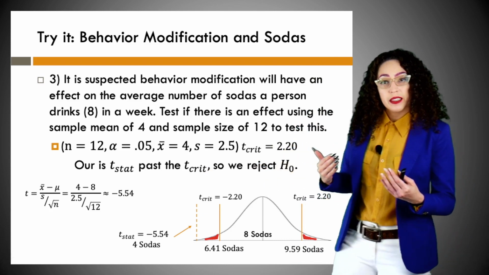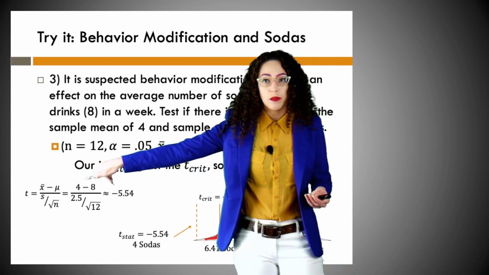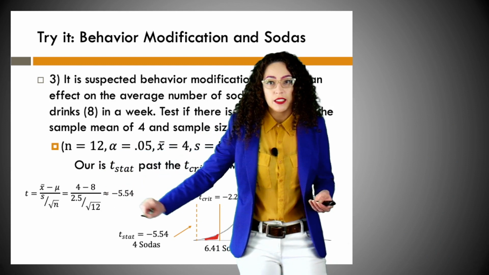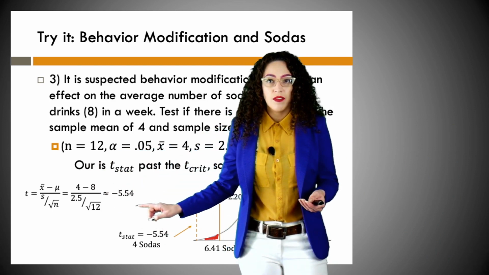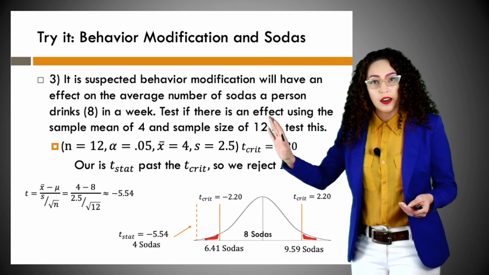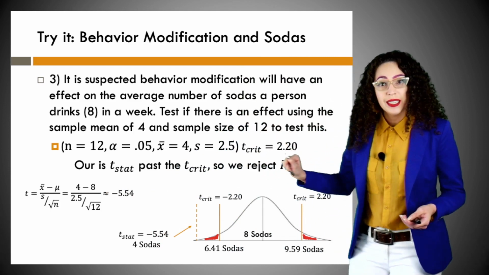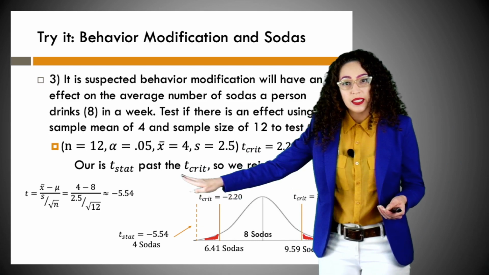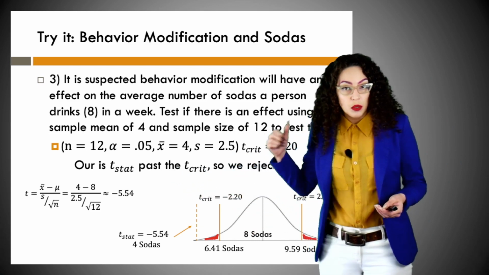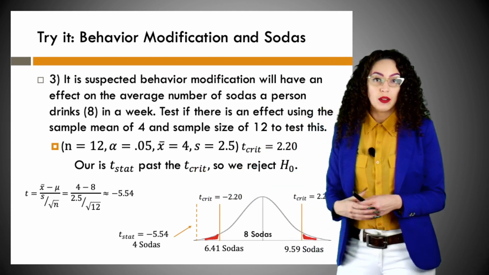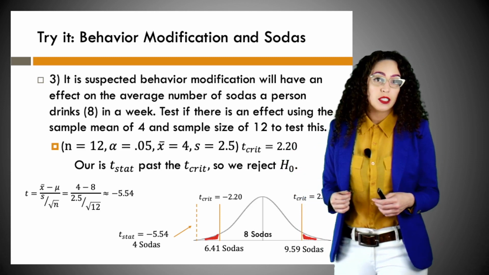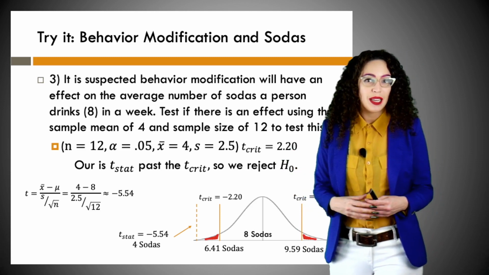Now, if we go and calculate our test statistic, we take 4, the sample mean that you derived, minus the 8, which is the average, divided by the standard error, and we end up with negative 5.54. Now, where does that end up on our lovely drawing that I'm sure you did? It would be over here, past this negative 2.2, and it's in our critical region. So yay, we get to reject the null hypothesis that behavior modification has no effect on the number of sodas consumed, meaning it does seem to have an effect.